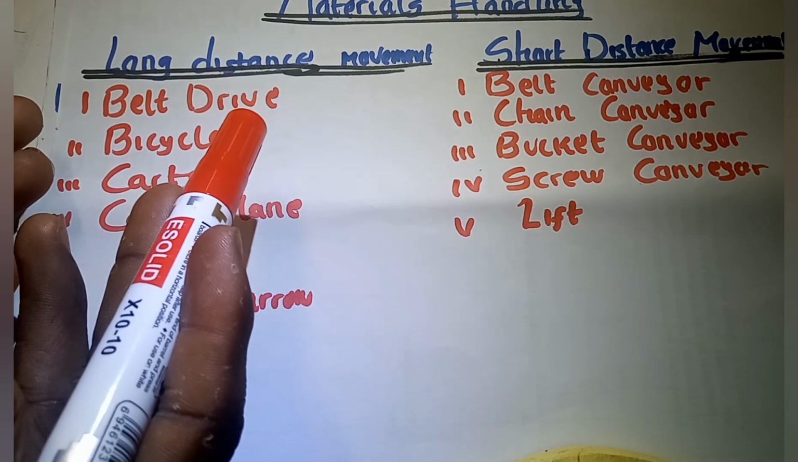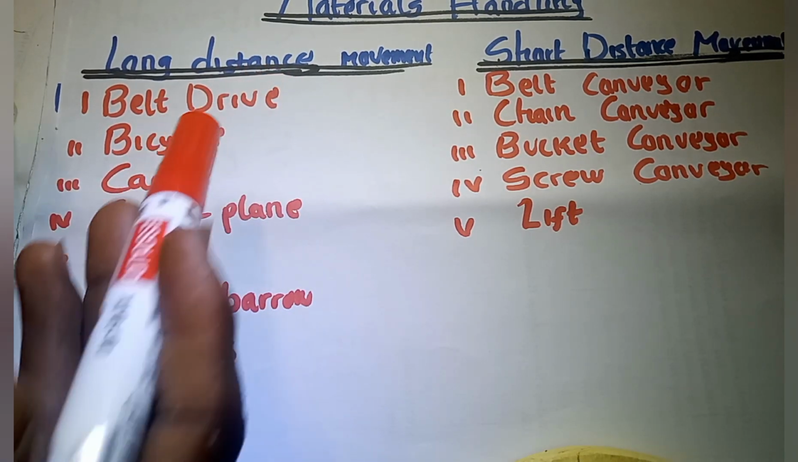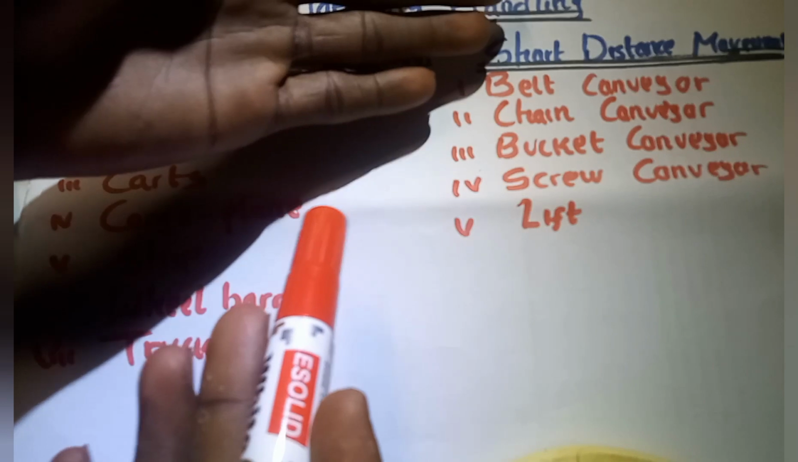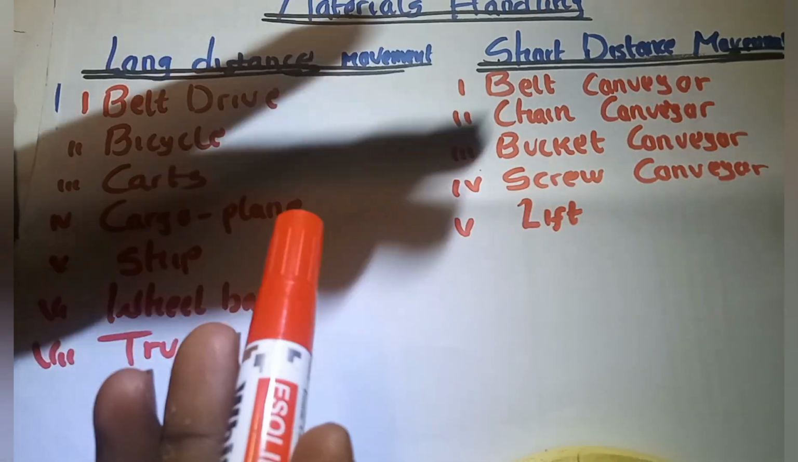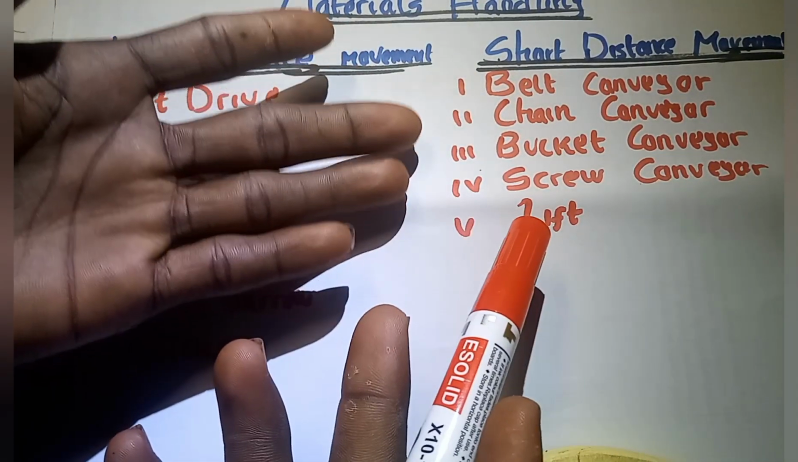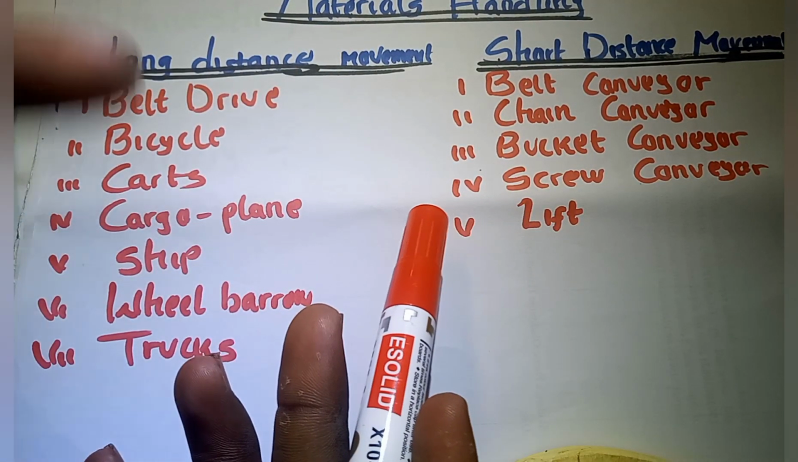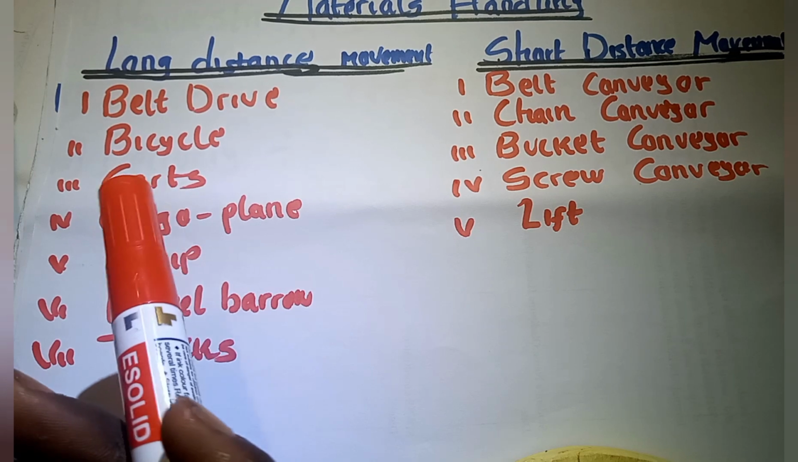Is it long distance movement? Is this long distance equipment? Is it short distance machine? If it is short distance machine, which among them is suitable for conveying the maize about 5 kilometer distance to the processing unit? That's what they are asking you.